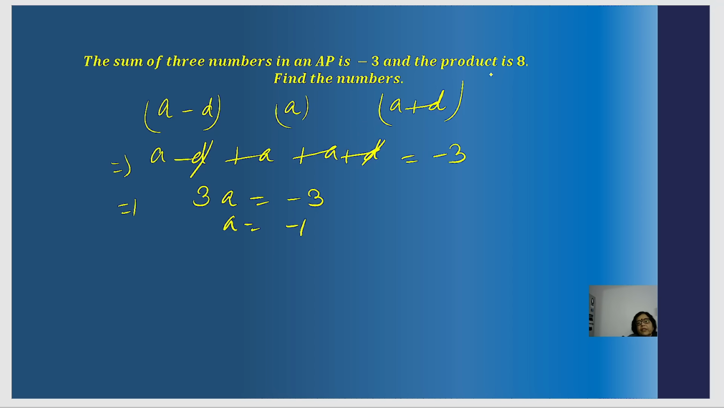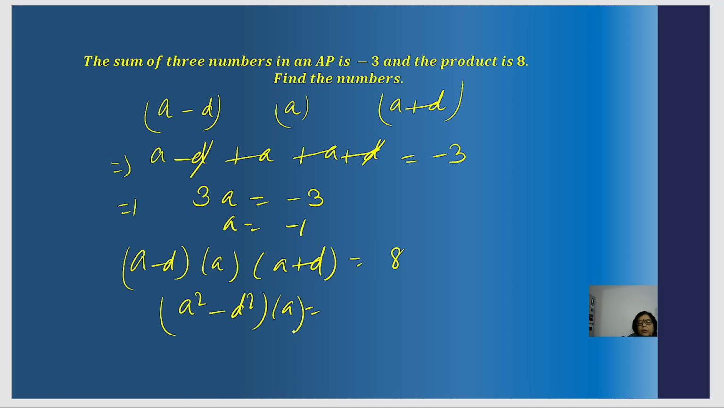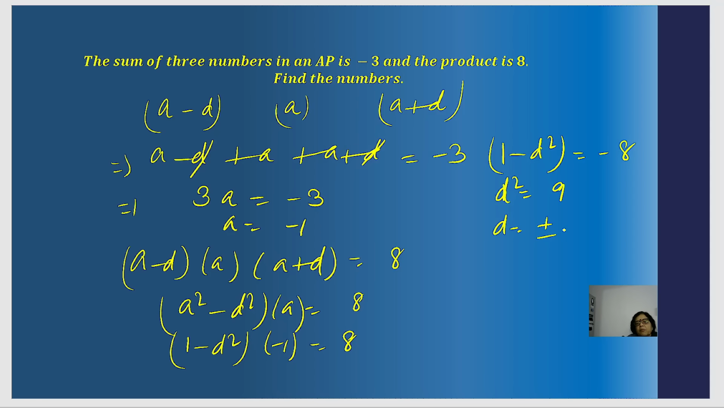Now the second part of the question says, and the product is 8. That means (a minus d) into (a plus d) into a is equal to 8. So (a squared minus d squared) into a is equal to 8. Putting the value of a over here, this will become (1 minus d squared) into negative 1 is equal to 8. So which gives us 1 minus d squared is equal to negative 8, or d squared can be written as equal to 9, or d can be written as plus minus 3.